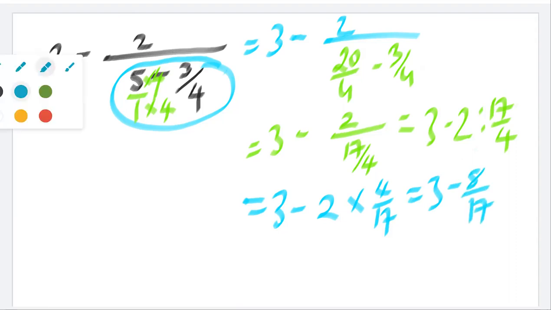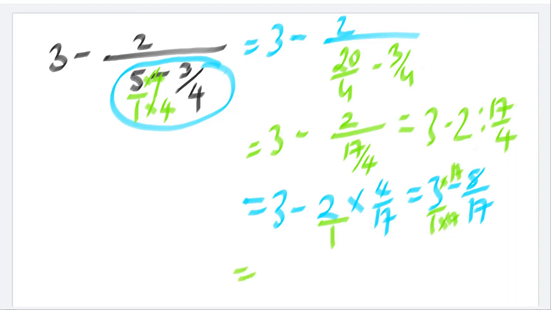If you're confused with the whole number, you can change it into a fraction to see it. Now the final one is 1, so we multiply both sides by 17. And 3 times 17 is 51 over 17 minus 8 over 17. So 51 minus 8 is 43 over 17.